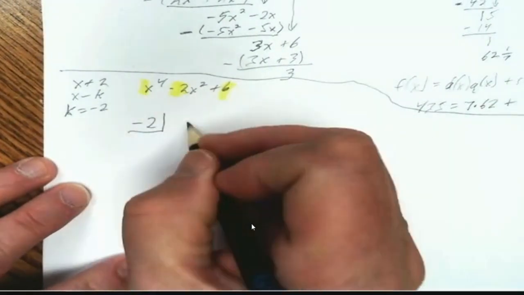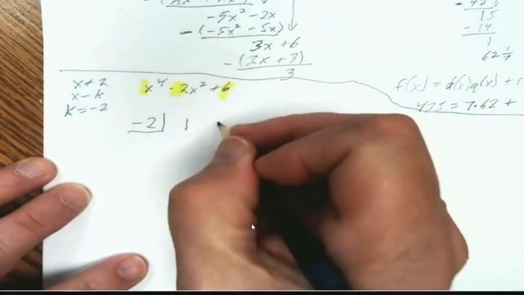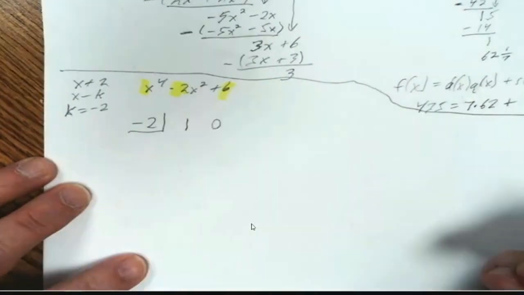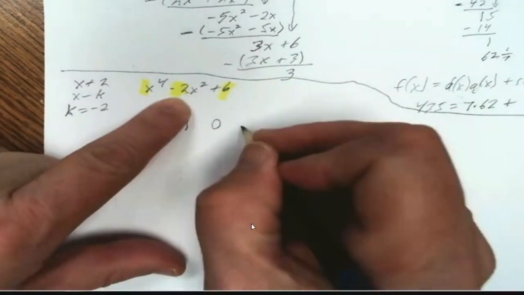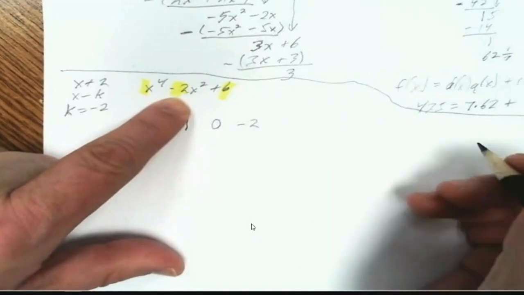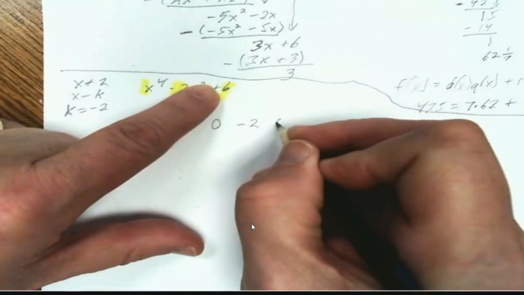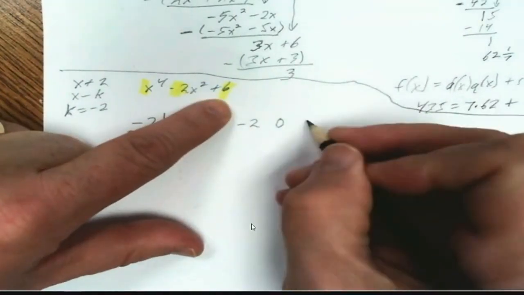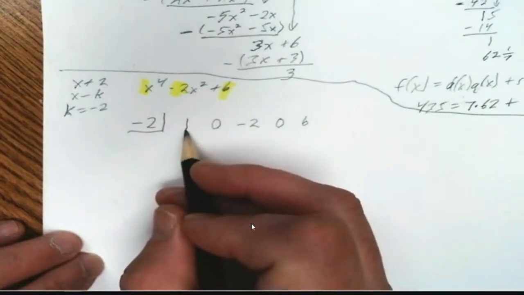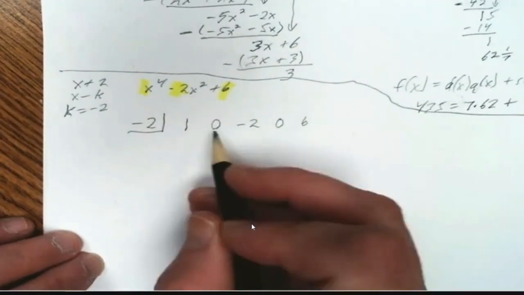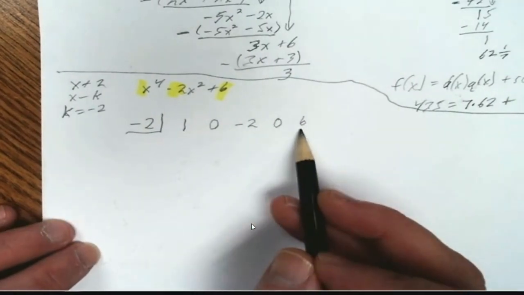So the coefficient of x to the fourth is 1. The coefficient of x to the third, since it's not appearing in the function, is 0. Then the x squared term, well, the x squared has a coefficient of negative 2. Then the coefficient of the x term, well, it doesn't show up in the function, so it has a coefficient of 0. And then we have the 6. So all we need is the coefficients. Start with the largest term and make sure you have every other term represented. x to the fourth, x to the third, x squared, x, and the constant.